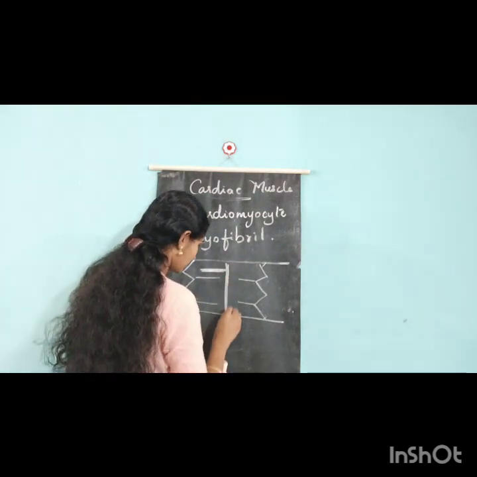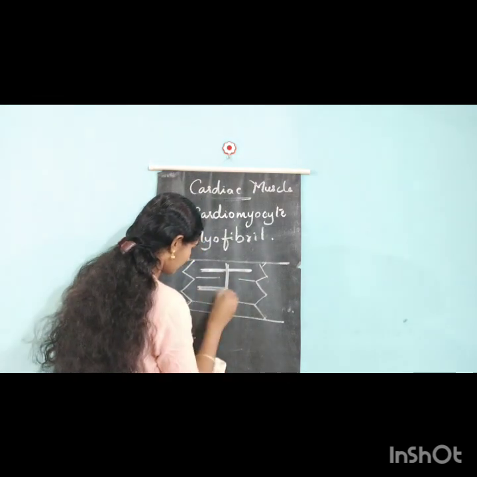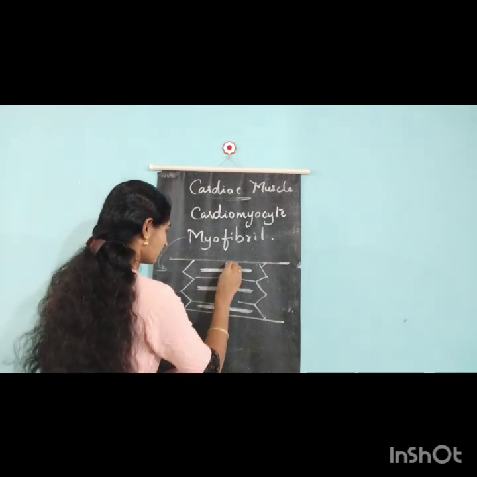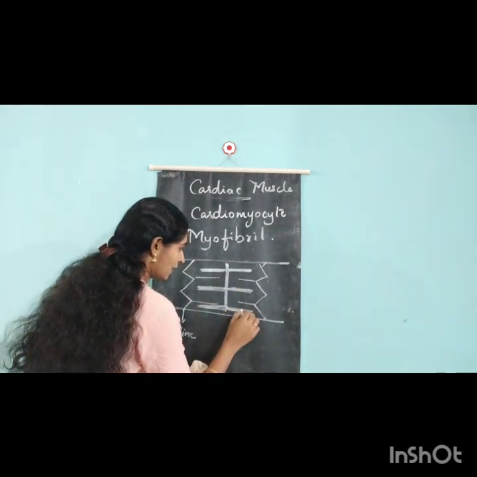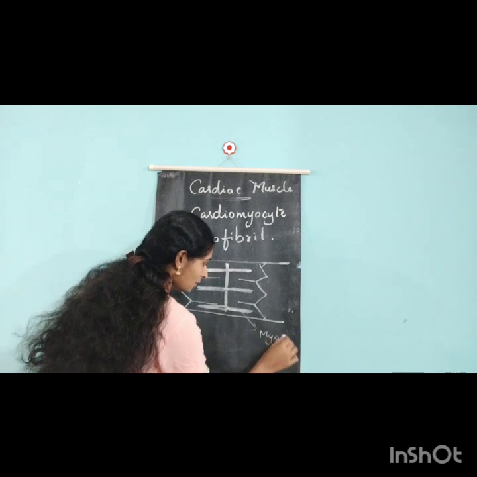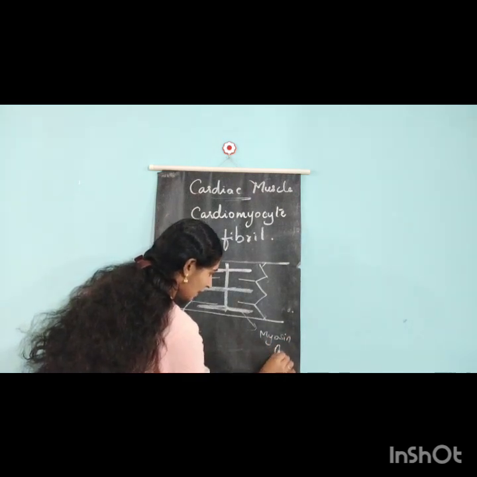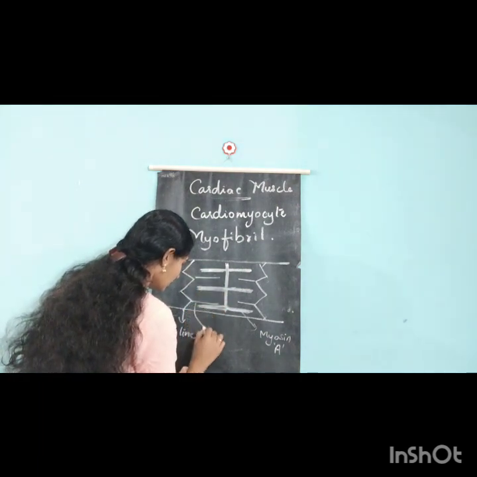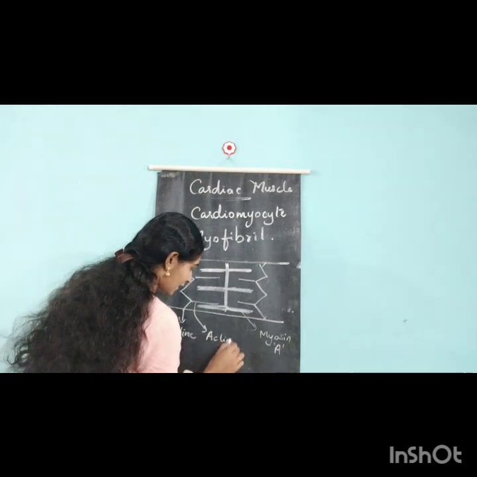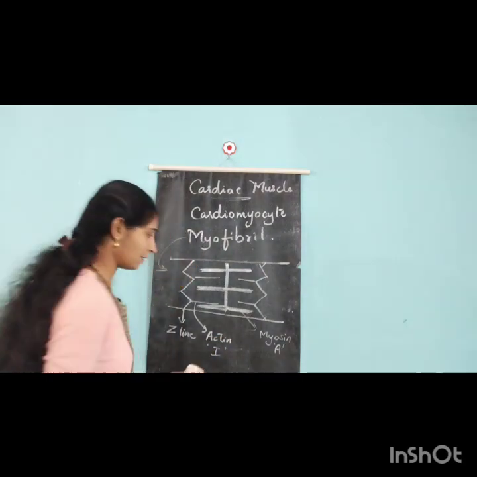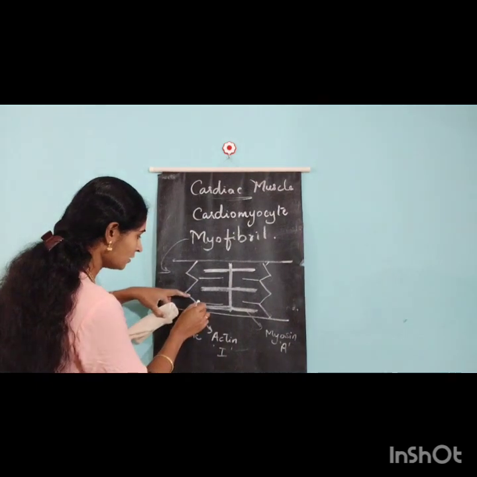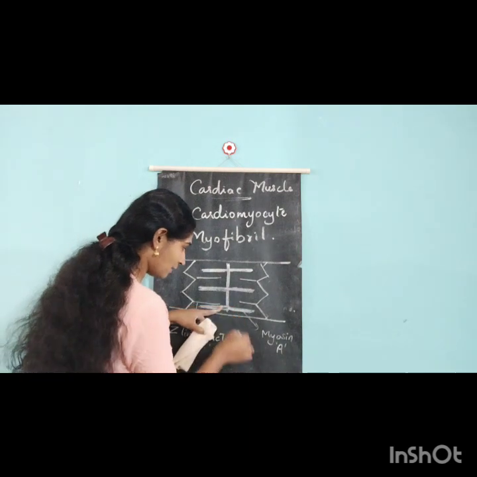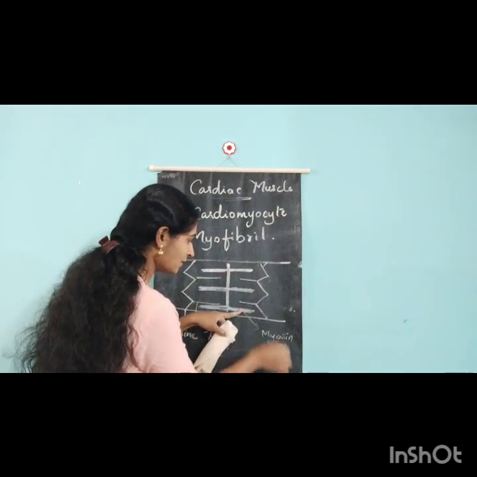The thick band which I am drawing is myosin. See here, the thick band which I drew is myosin, which is called as A. And the thin band which is present in between here, it is called as actin. It is actin protein and it is named as I. Okay, clear? So next to the Z line there is a thin band, then thick band, then again thick band, and then thin band.